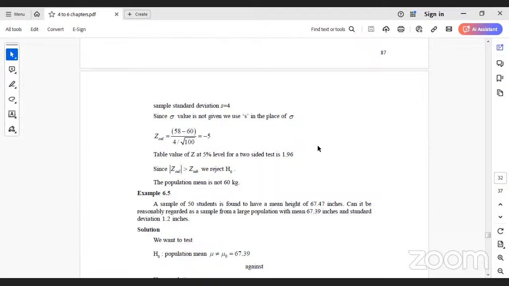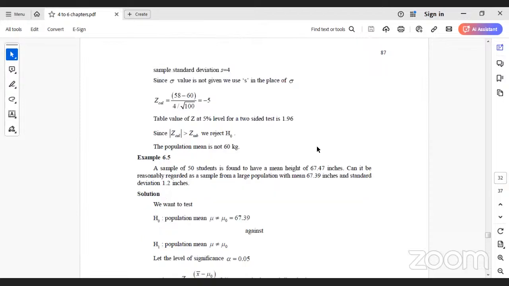Okay. So (58 minus 60) by (4 by root 100) gives minus 5. So for the table value, at 5% level of significance, it is 1.96.